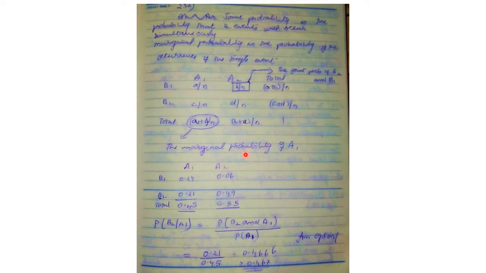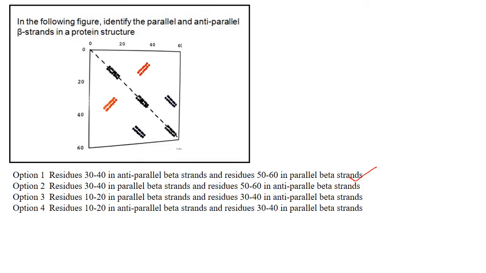So here they have given the table. I have rewritten the table here. I have found the total also. So they have asked the marginal probability of A1. That will be 0.45. Then they have asked for the probability of B2 given A1, that is between B2 and A1. The joint probability is 0.21. So 0.21 divided by the probability of A1, 0.45, will give you 0.467. Answer is option 1.